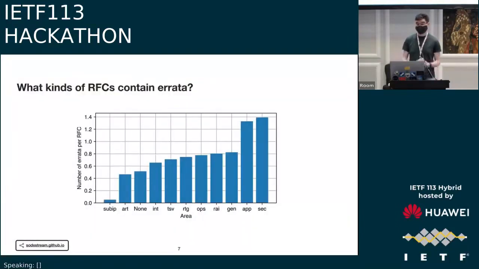Thinking about the kinds of RFCs that contain most errata, this plot shows errata filings broken down by area. We can see a couple of outliers. The former application group area and the security area both have the most errata per RFC across all the areas. Now, ultimately, we don't know why yet. You could conjecture that security RFCs contain intricate algorithms and pseudocode, and that lends itself to containing more errors, but we need to explore further.